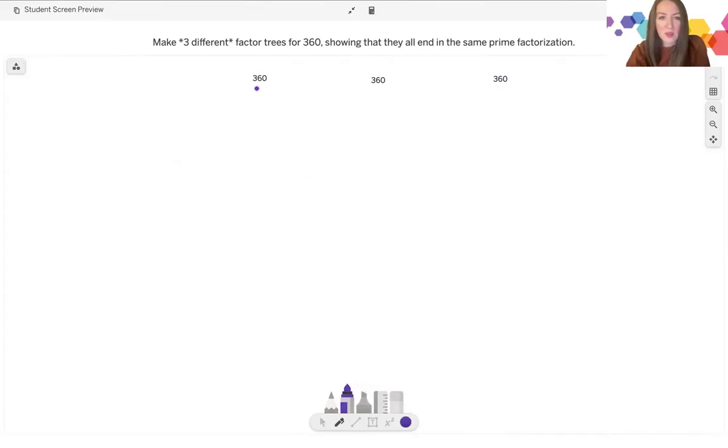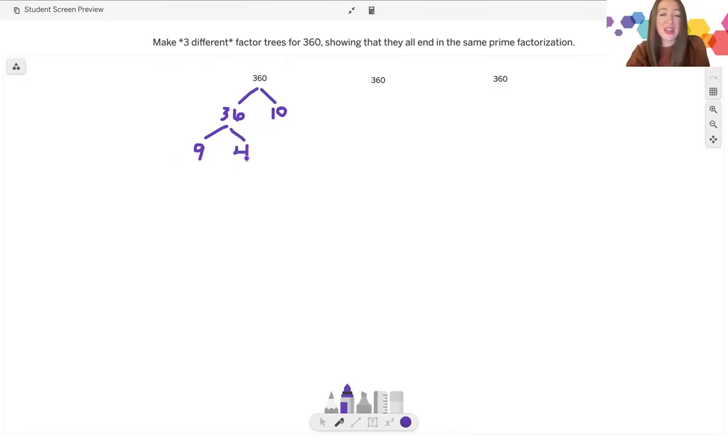So here, to make a factor tree, we just think of 2 numbers that multiply together to make 360. I am going to choose 36 and 10 because those are right there in my brain. I know that 36 times 10 is 360. Now I see if I have any prime numbers here. Nope, they're both composite. They can be factored further. So I just keep going until I get down to all prime numbers.